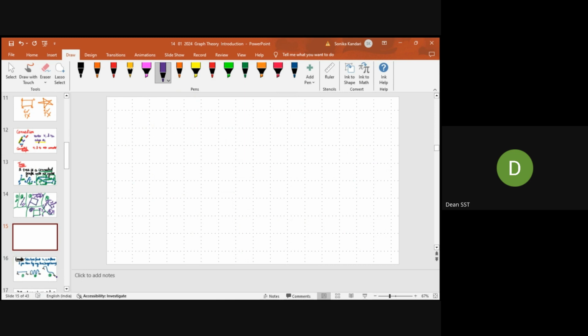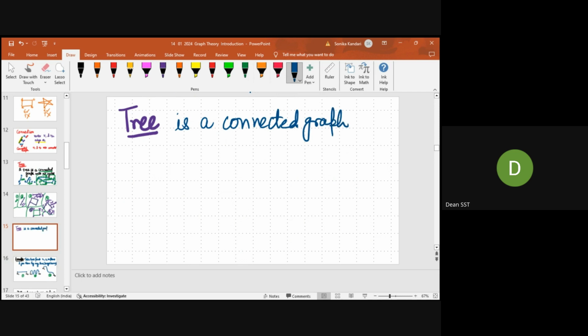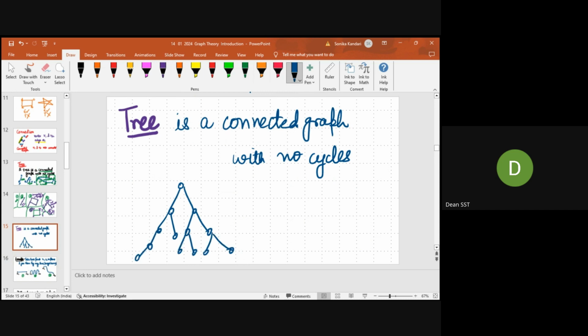So a tree is a connected graph. Now you know what a connected graph is. So a tree is a connected graph, fine, with no cycles. There will be no cycle.